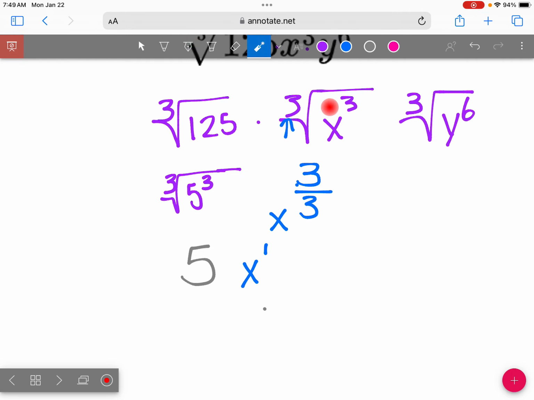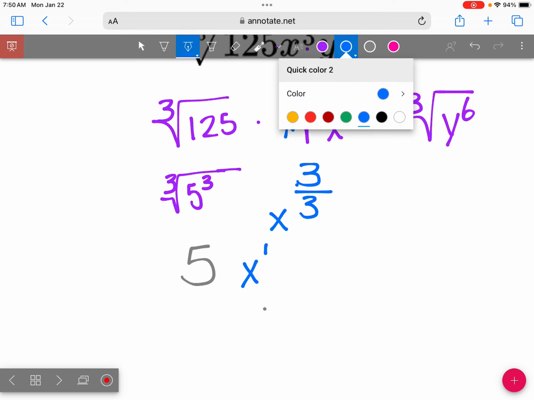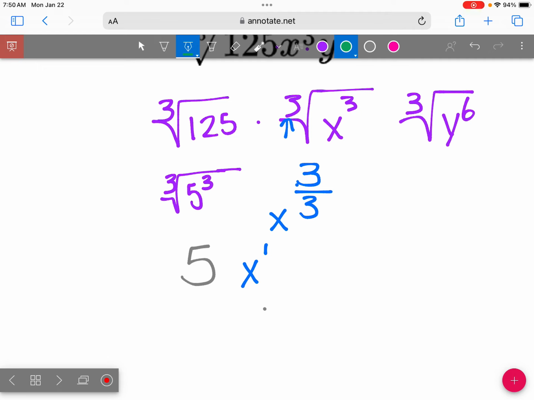We're looking for groups of 3 we can take out. Well, I only have 3 x's, so I can take out one group. Same thing with the y's. You can either think of it as division, 6 divided by 3, or we can think I have 6 y's, I need to take out a group of 3, and I have 2 groups of 3. Or 6 divided by 3 is 2, and that's my exponent.